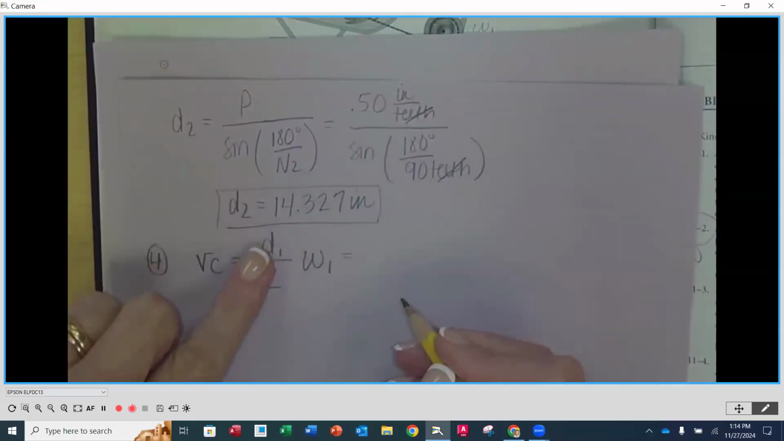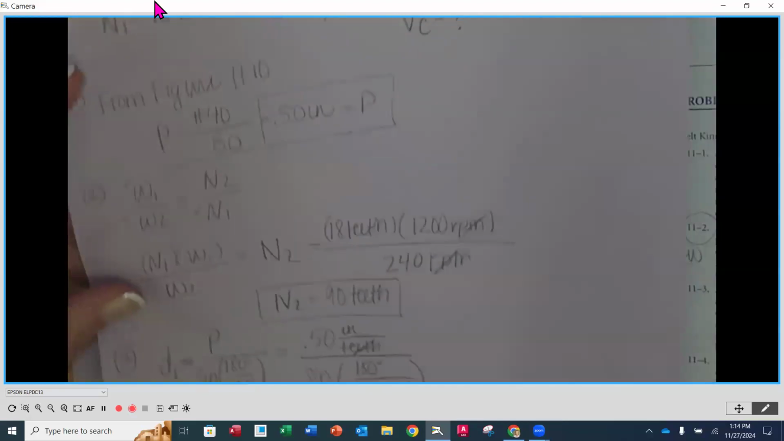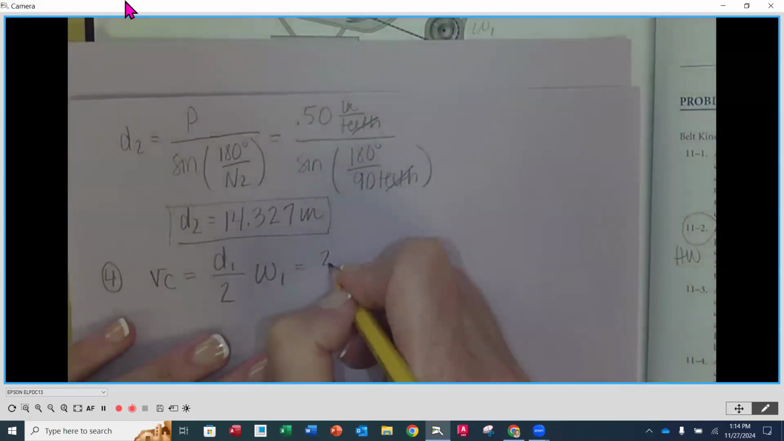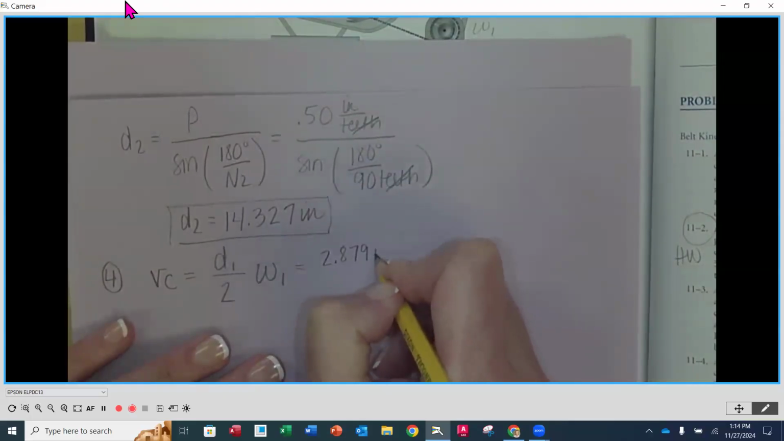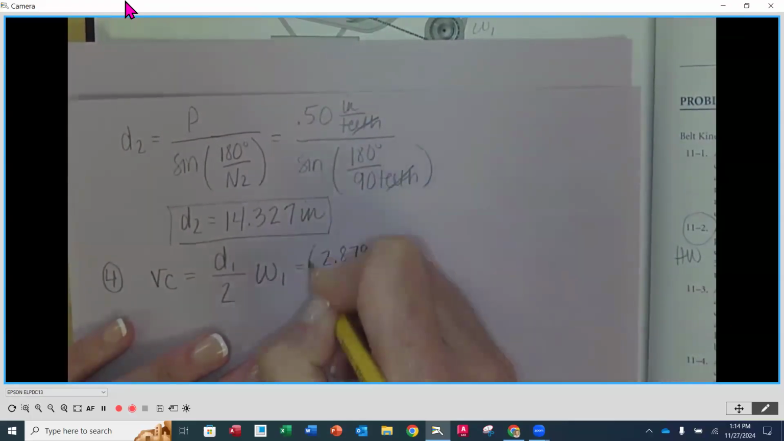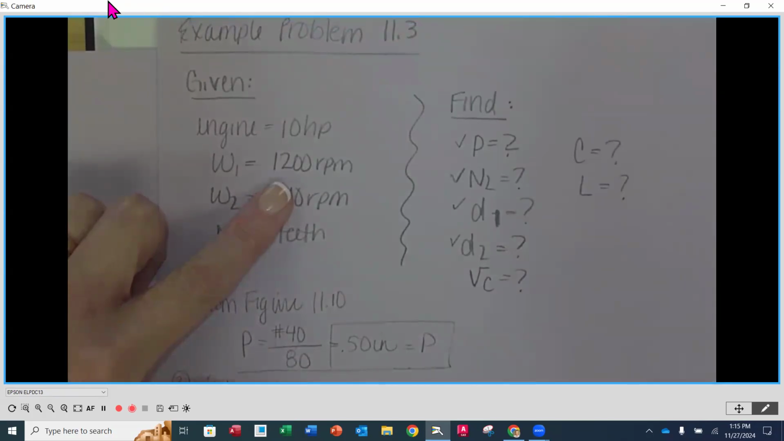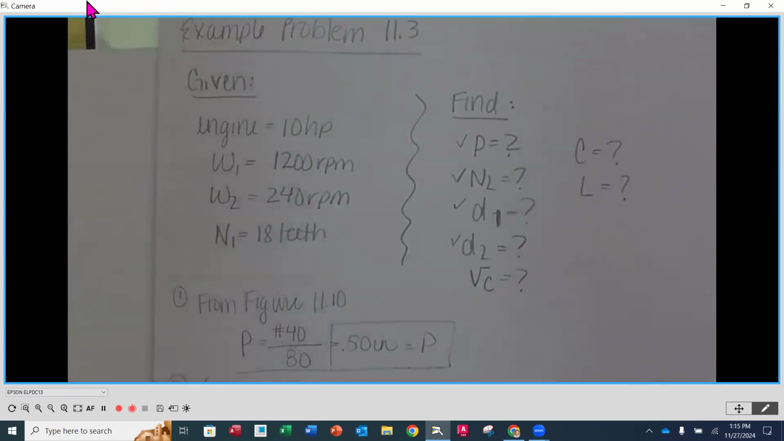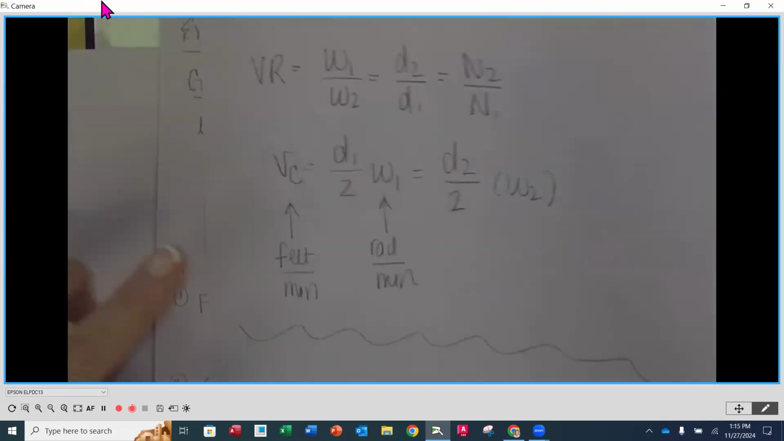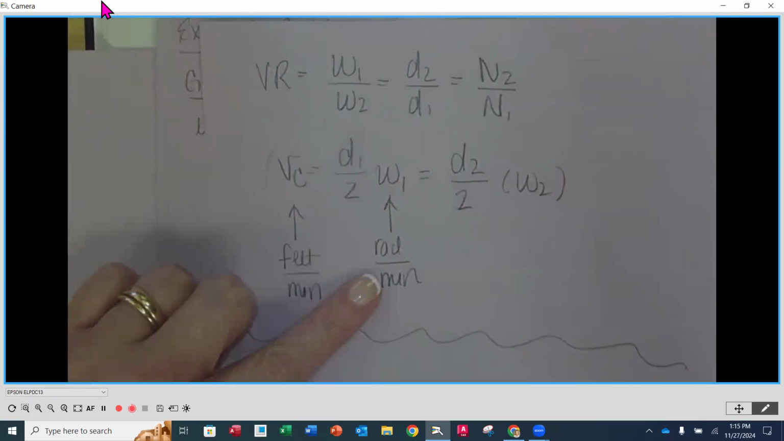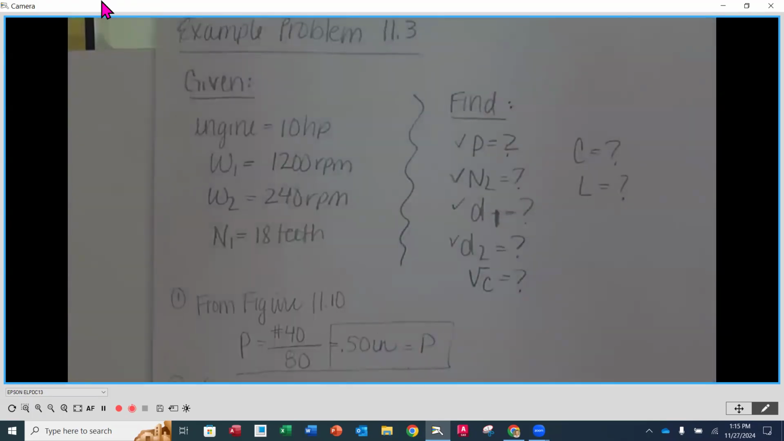So I know that my diameter 1 was 2.879 inches divided by 2. And then I'm going to multiply that by W1. I cannot use the 1200. We have to change that to, now remember, the final units that we're going to use for belt or chain speed are going to be feet per minute. So we can put this into radians per minute. We don't have to do the extra seconds.